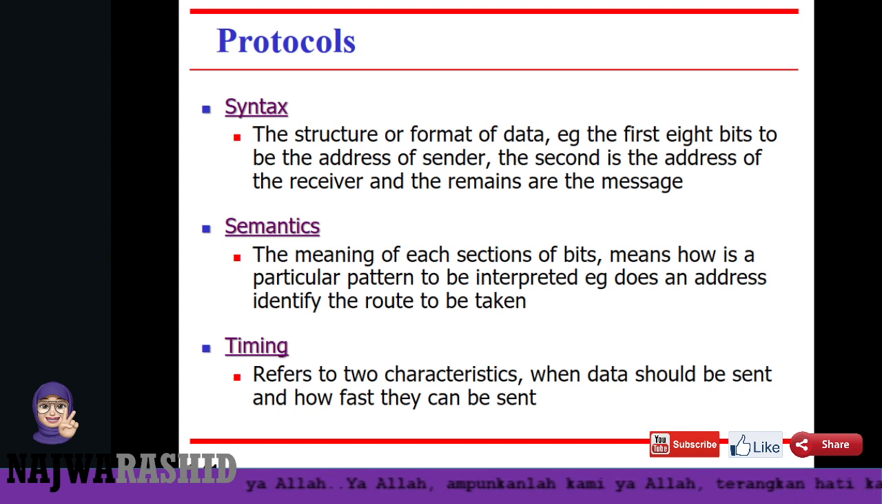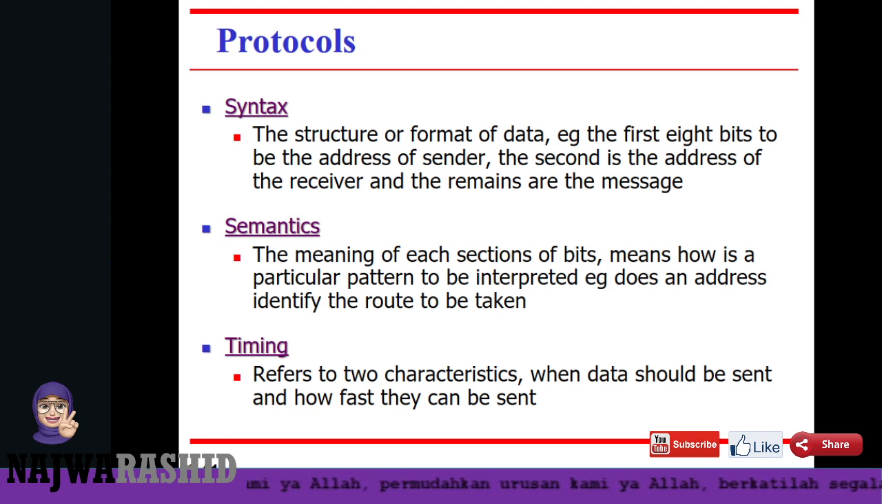Second is the semantic. Semantic here means how a particular pattern in each section of bits is to be interpreted. How do we interpret each section of bits that we have in our data? For example, does an address identify the route to be taken? So the meaning of each bit is referred to as the semantic.